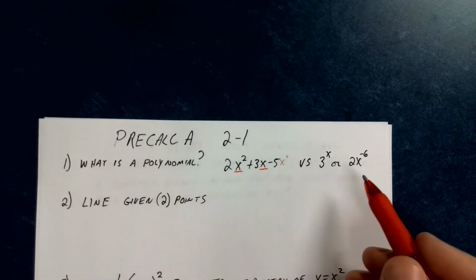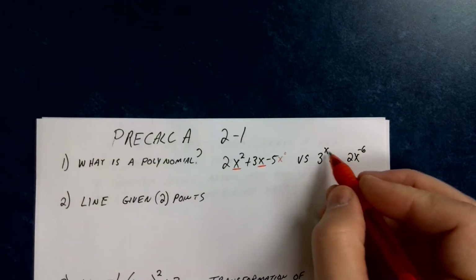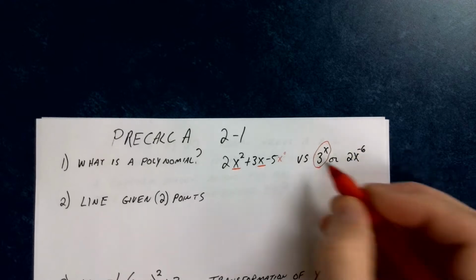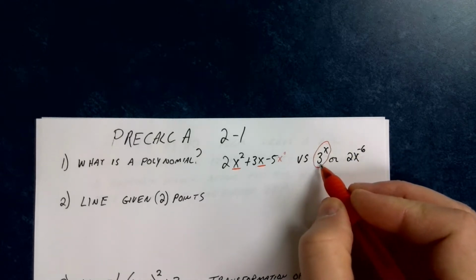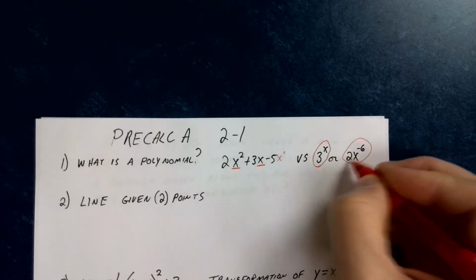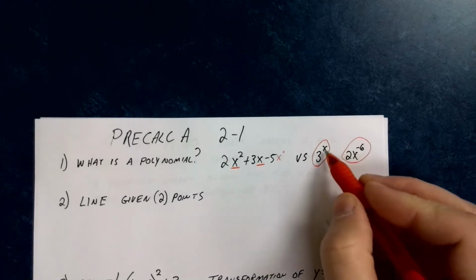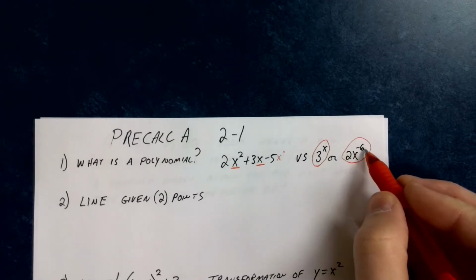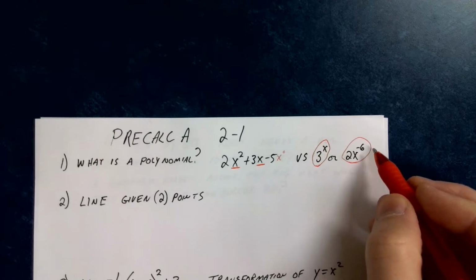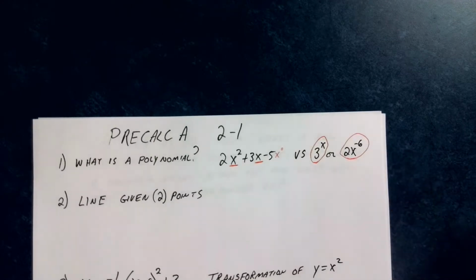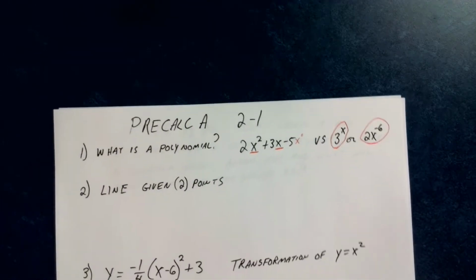What are things that are not polynomials? Like this, 3 to the x power. This is an exponential expression. Or like this, if it's a negative exponent. So if the variable's upstairs, no good. If the variable's negative, no good. So again, that's what we're looking for here.